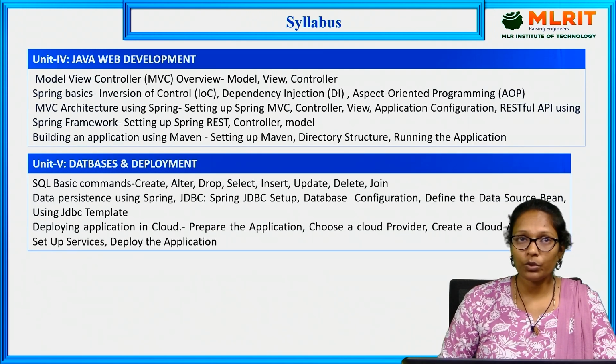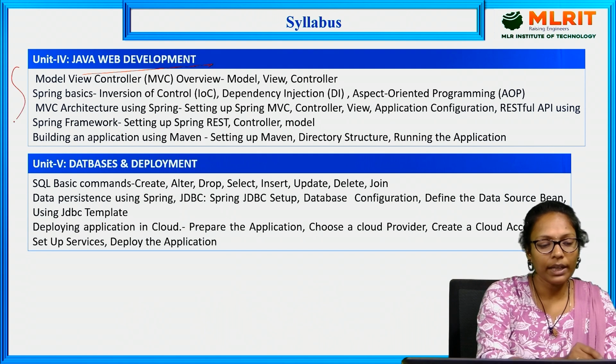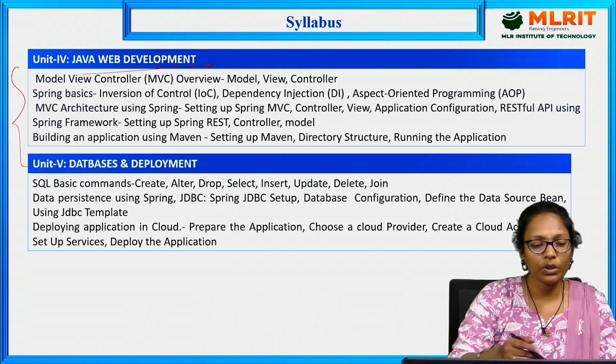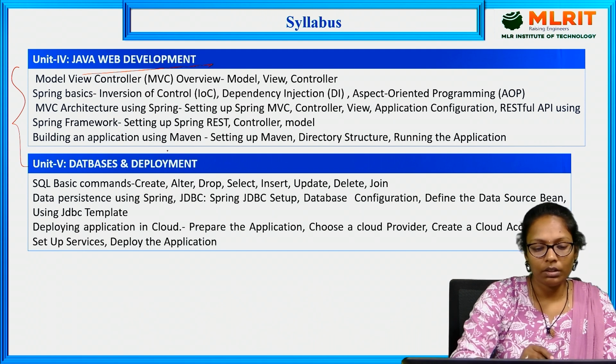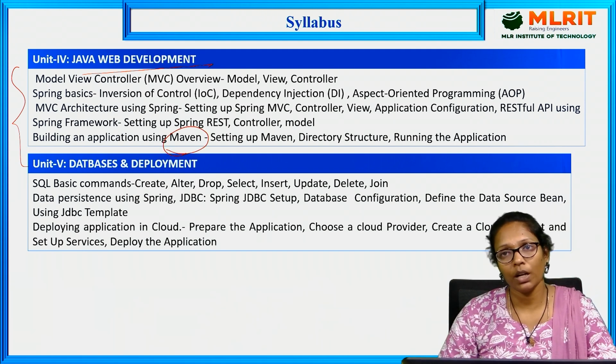And coming to the fourth unit is about the backend development. So Java web development. Here you're using the backend as Java. So how the backend will work, all those things you're going to learn here. Here also learning about a tool called Maven tool, which is used to execute your Java applications.